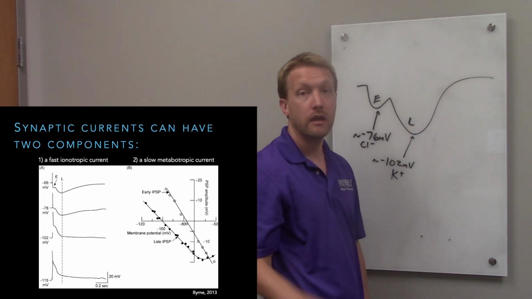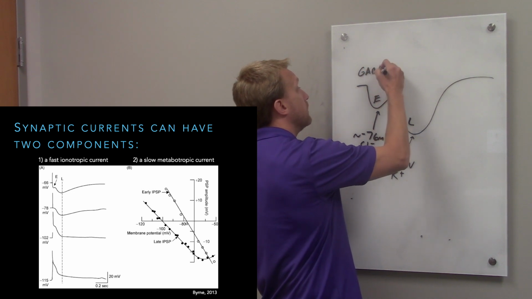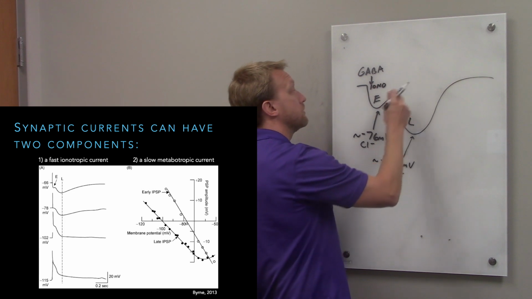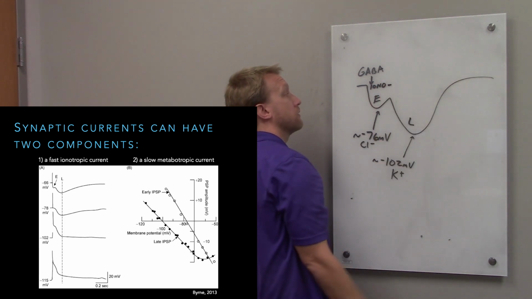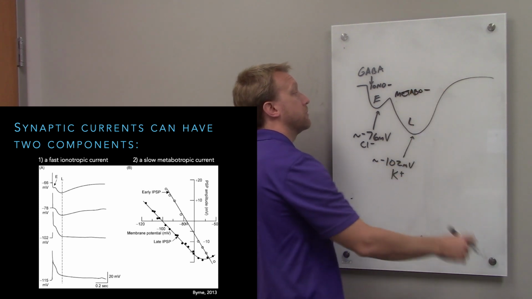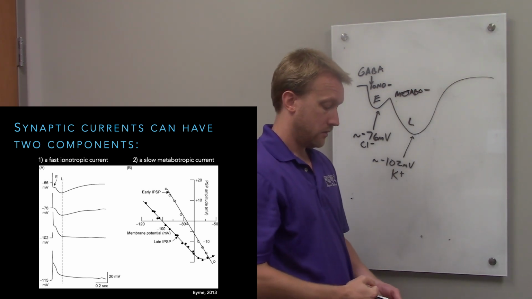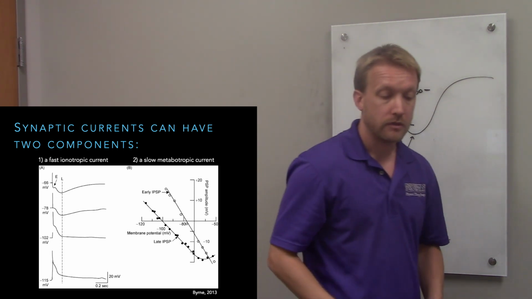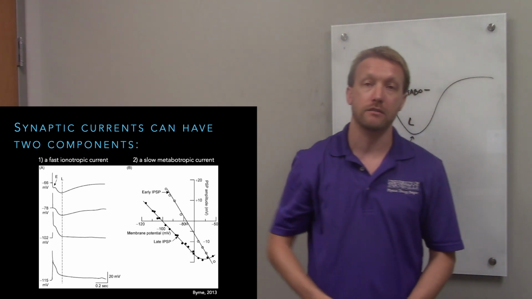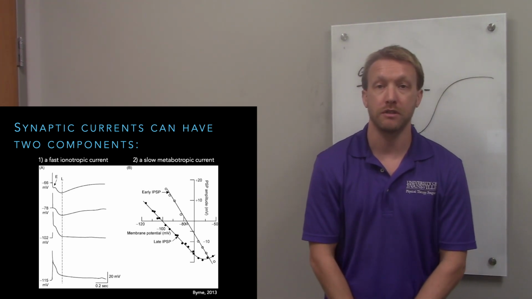Both are inhibitory, and both, it turns out, are mediated by GABA. GABA will stimulate an ionotropic receptor for the early component, as well as a metabotropic receptor for the late component. So, the same neurotransmitter can create fast effects with an ion channel or slow effects with a G protein coupled receptor.